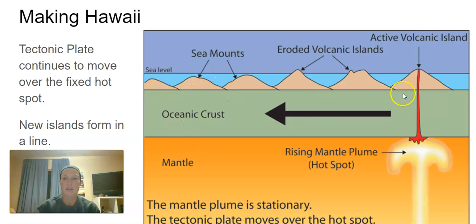Now, those new islands are going to form in a line. Just like if you've seen Hawaii, they're kind of in a curved line, going from biggest, which is the newest one, to the smallest one, which is the oldest one. And this is because of erosion. Okay, so those volcano islands are going to erode over time. So the newest ones are actually the biggest ones. Now remember, your ocean crust moves super, super slow. So that's why it has the time to actually form an island before moving onwards.